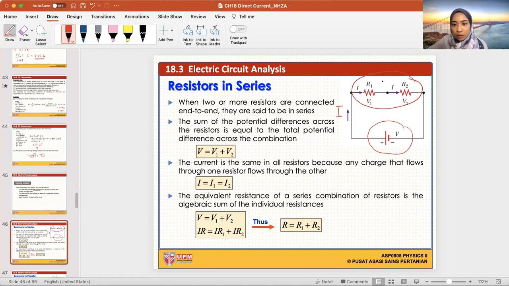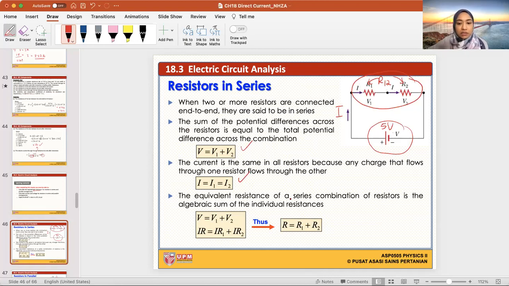Because R1 and R2 will give you an equivalent resistance of R12, the voltage of R12 should be equal to the voltage of the battery. Let's say it's 5. So R12, the equivalent resistance for this circuit, should be 5 volts, which means that the voltage will be divided between R1 and also R2. Okay, so here the current is the same. We know this already.